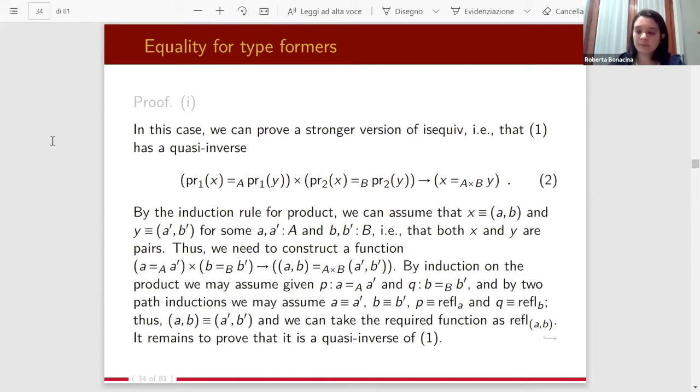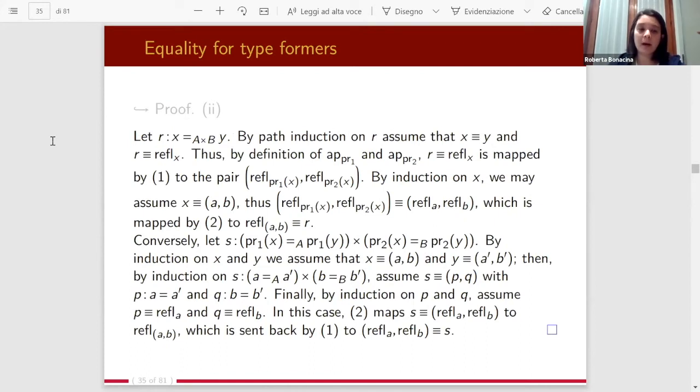To do so, we start from a path R from x to y. And by path induction, we assume that x is equal to y, and so that R is the reflexivity on x. Now, by definition of the two AP of the first and the second projection, we have that our path R, which is the reflexivity on X, is mapped to the pair of the reflexivities on the first and second projection of X.